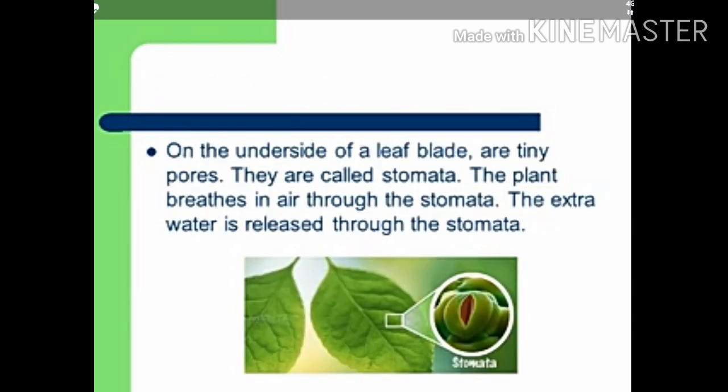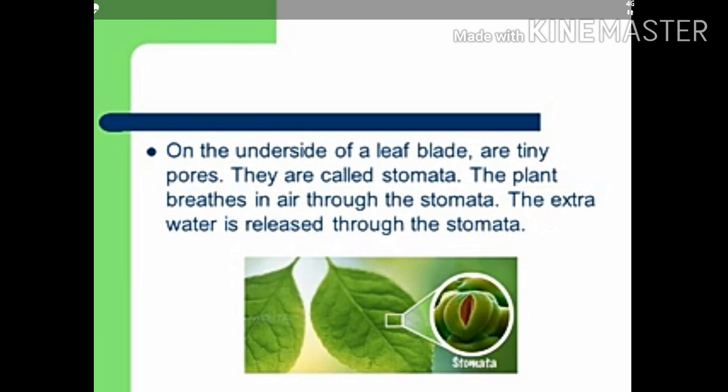On the underside of a leaf blade are tiny pores. They are called stomata. The plants breathe in air through the stomata. The extra water is released through the stomata.